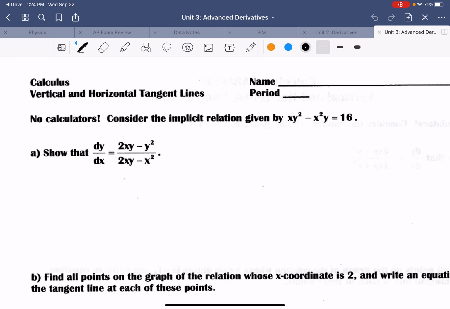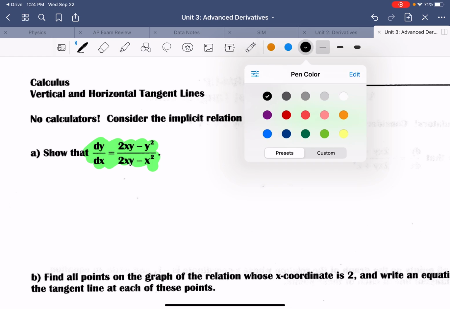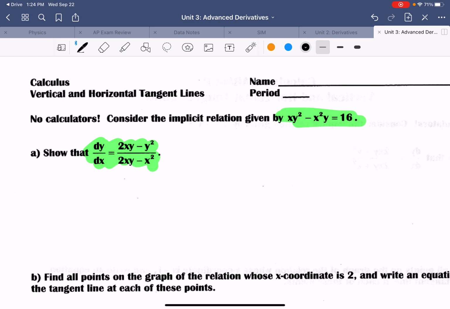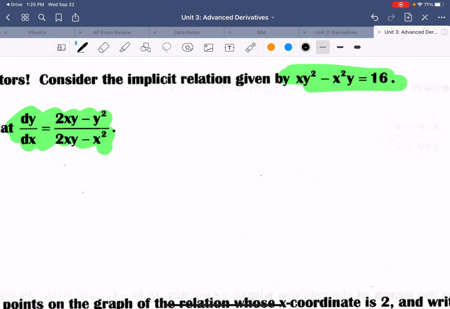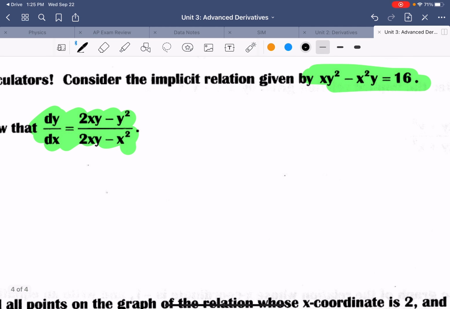So this first part here says that we want to show that dy dx is equal to this. And here's the equation that we're given. So we have to figure out how we can get from the equation to the dy dx. So I'm assuming that you've already worked through this and that you have the ability to pause and rewind as you need. So I'm going to fly through this pretty quickly and just explain things as I go.